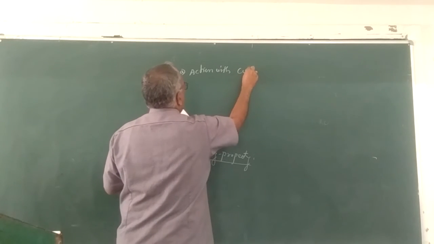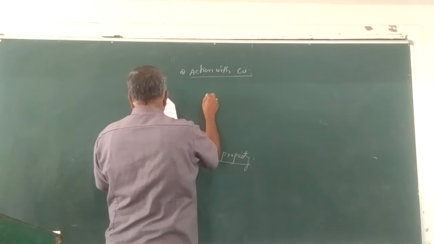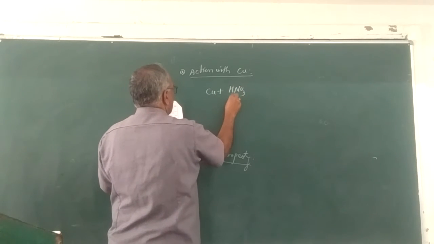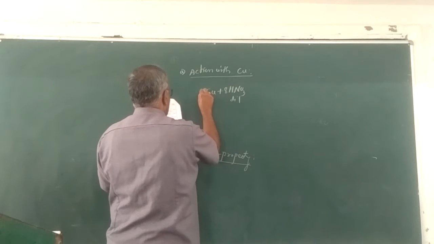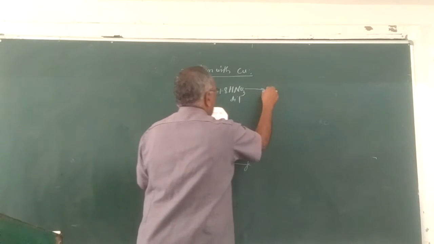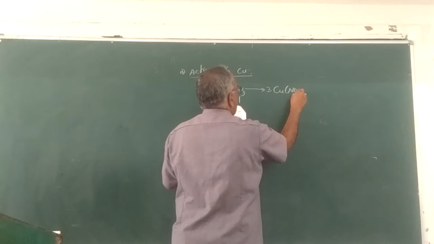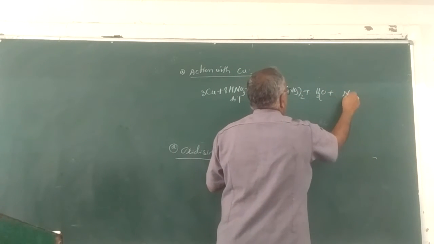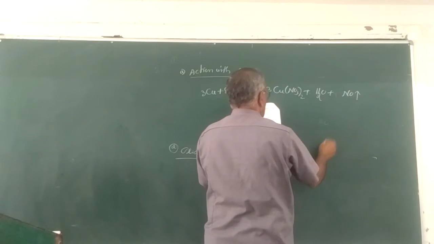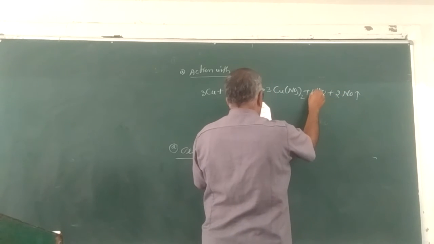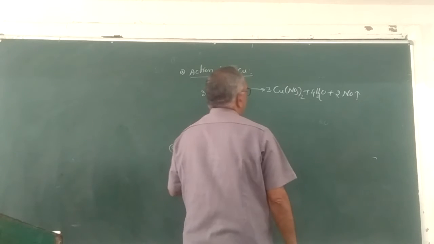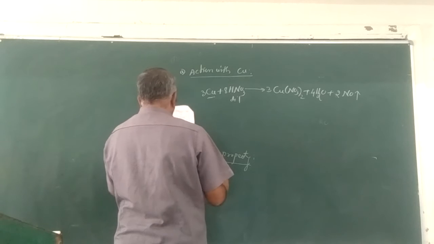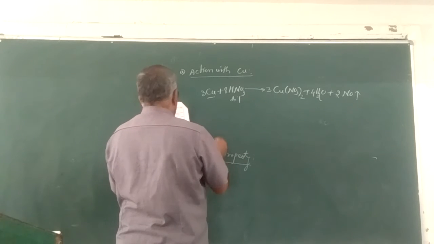with copper. If you take copper and treat it with dilute nitric acid, this leads to the formation of copper nitrate, then water, and liberation of nitric oxide. Therefore, the copper will get oxidized into its salts.